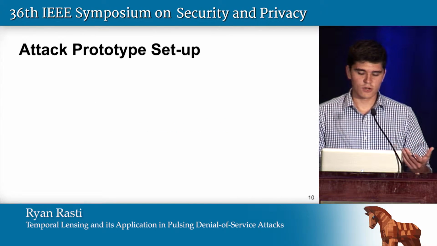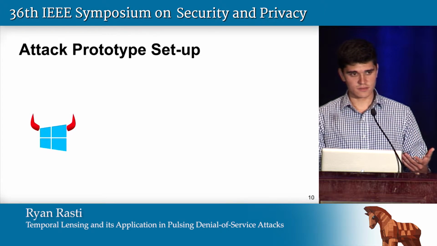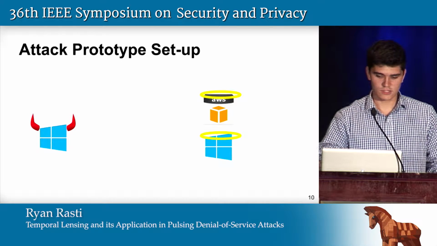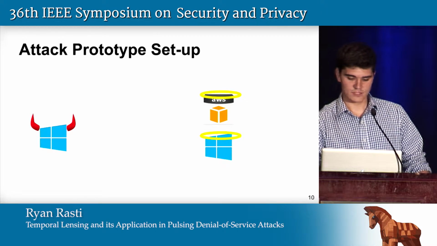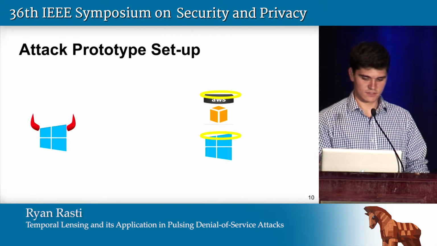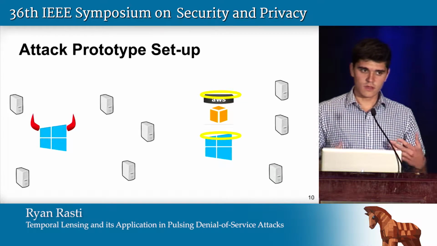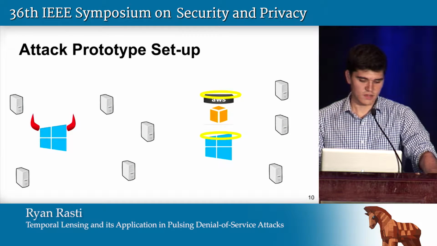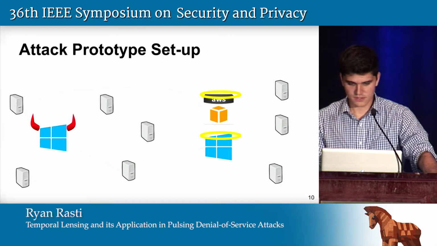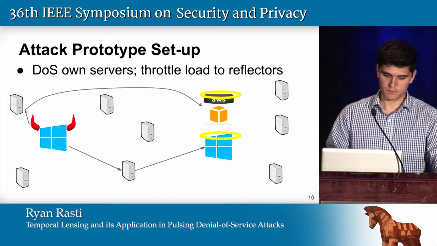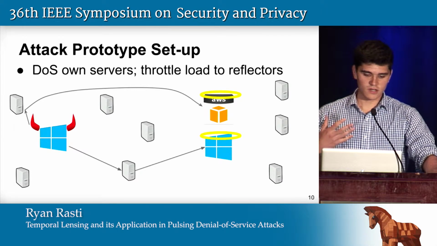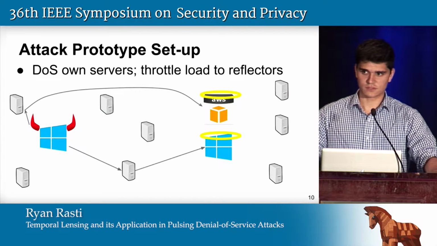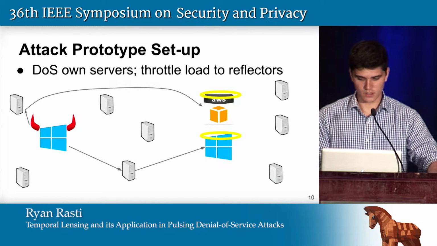For our actual prototype setup, on the West Coast we have an Azure VM, and on the East Coast an Amazon and Azure VM that will act as our victims. Our reflectors are open DNS resolvers that we obtained from an open list online, and they are not under our control. The thing to note here is that we're going to DoS our own servers that are under our control, and we're also going to throttle load to any of these reflectors. So we're not going to do any harm in our experiments.